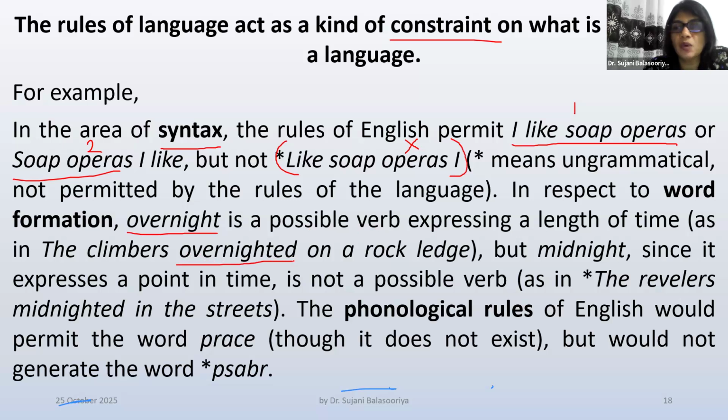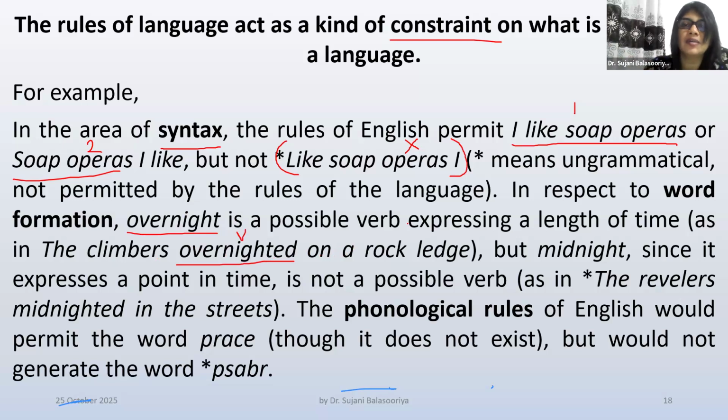Like this, I was awakened overnight. Like that, overnight we use as an adverb as well as a verb. Like in this sentence, the climbers overnighted on a rock ledge. What is the meaning of overnighted? Is the meaning clear? Because in order to understand the example, you have to clearly understand the usage of the word overnight here as a verb. Overnighted means the climbers, those who climb, spent the whole night on a rock ledge. That's what you mean by overnighted, on a rock ledge.